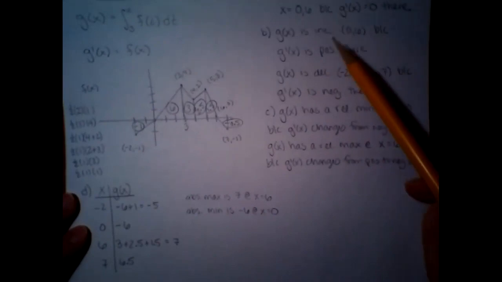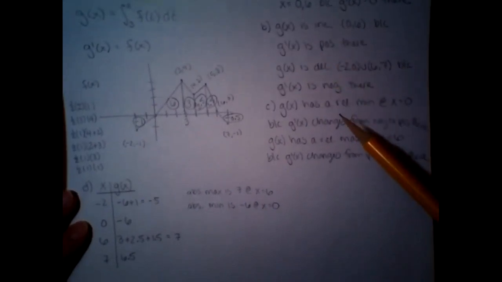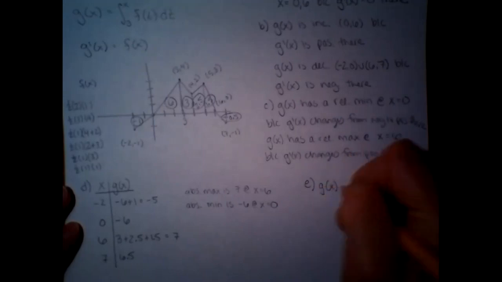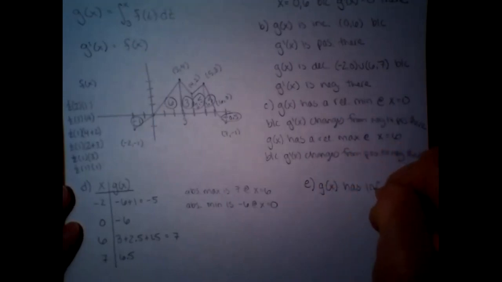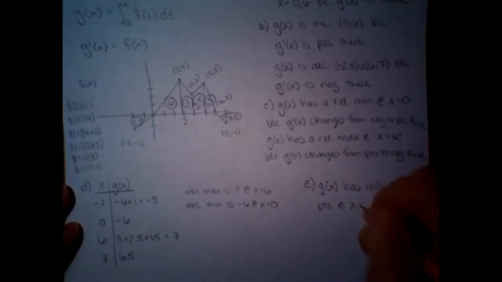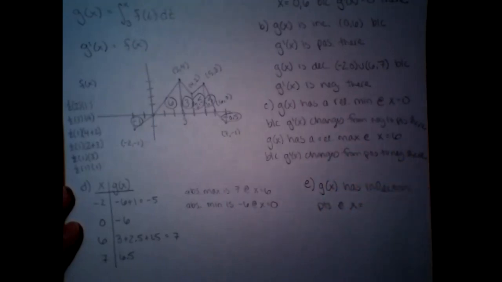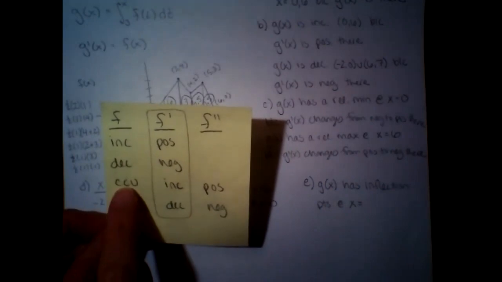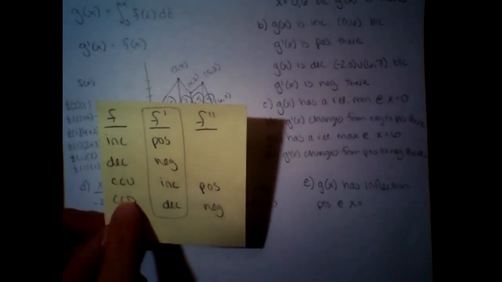So that's everything from first derivative test. We did critical points, increasing and decreasing, relative extrema, absolute extrema. Now we're going to move into second derivative test, which are inflection points. So we're going to say g of x has inflection points at x equals, and I'm going to pull out my sticky note and we'll review what an inflection point is here. An inflection point means a change in concavity, concave up to concave down or vice versa.